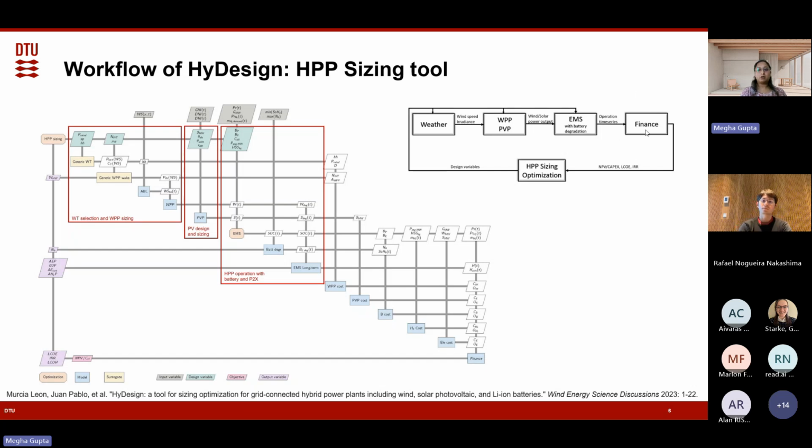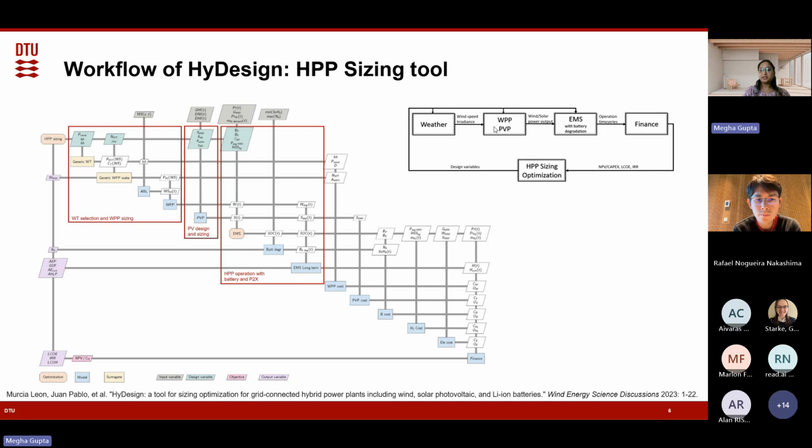And then once we have the operational time series, the finance block calculates the different financial components like NPV, LCOE, IRR, all those KPIs. And on top of that, we have an outer loop where the sizing optimization takes place. If we further want to size a plant, then we can choose one of the objective functions, and those design variables will be fed back to the upper blocks in the flow of the whole data.